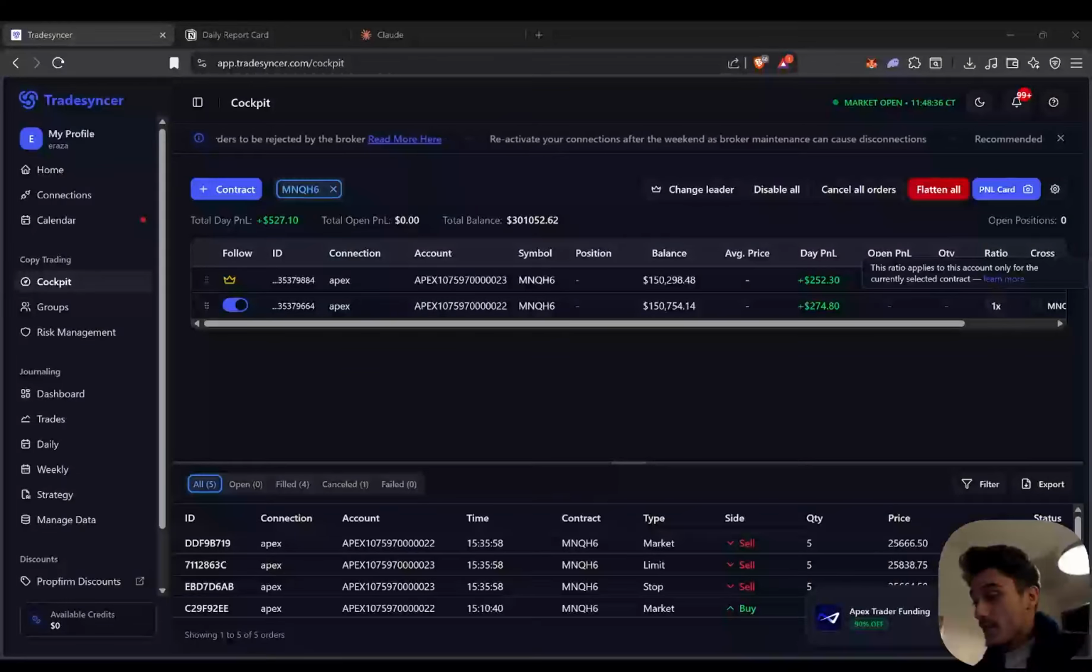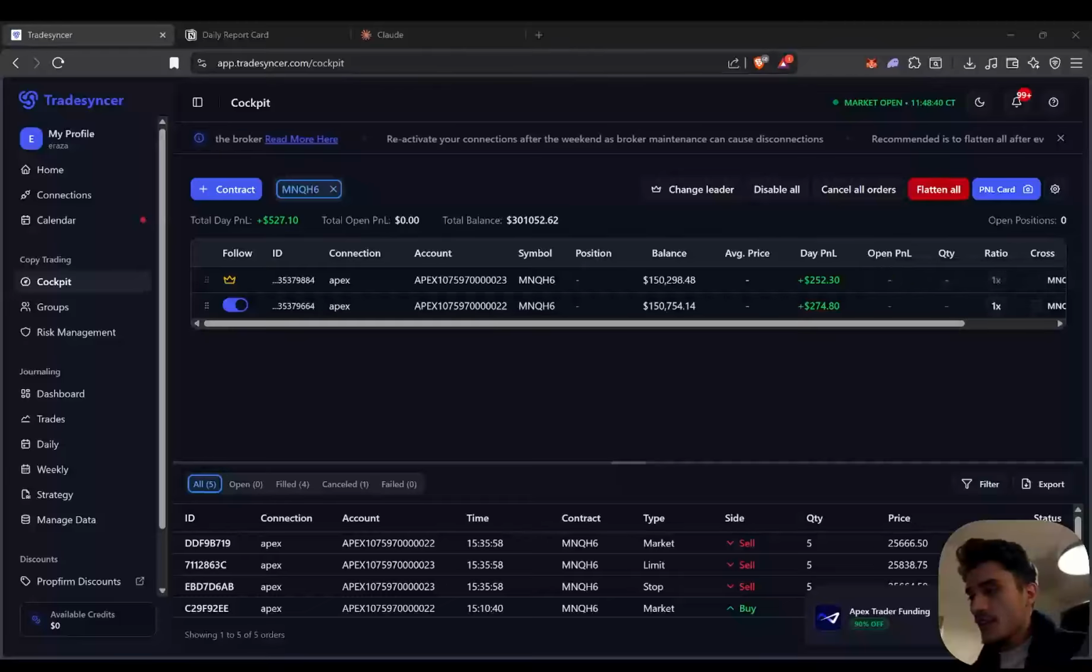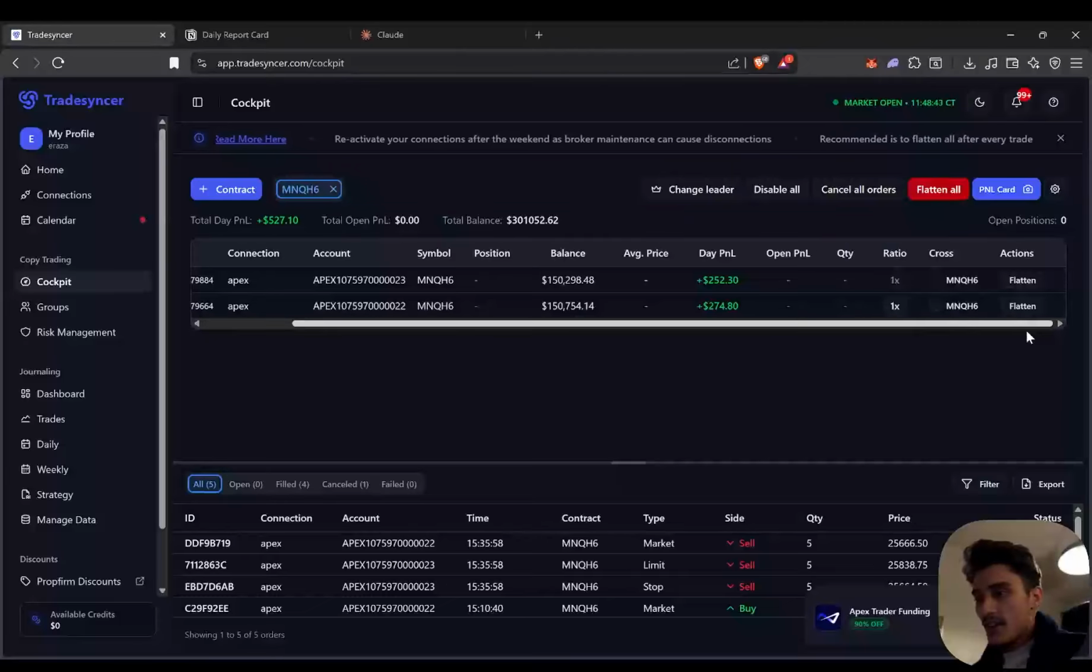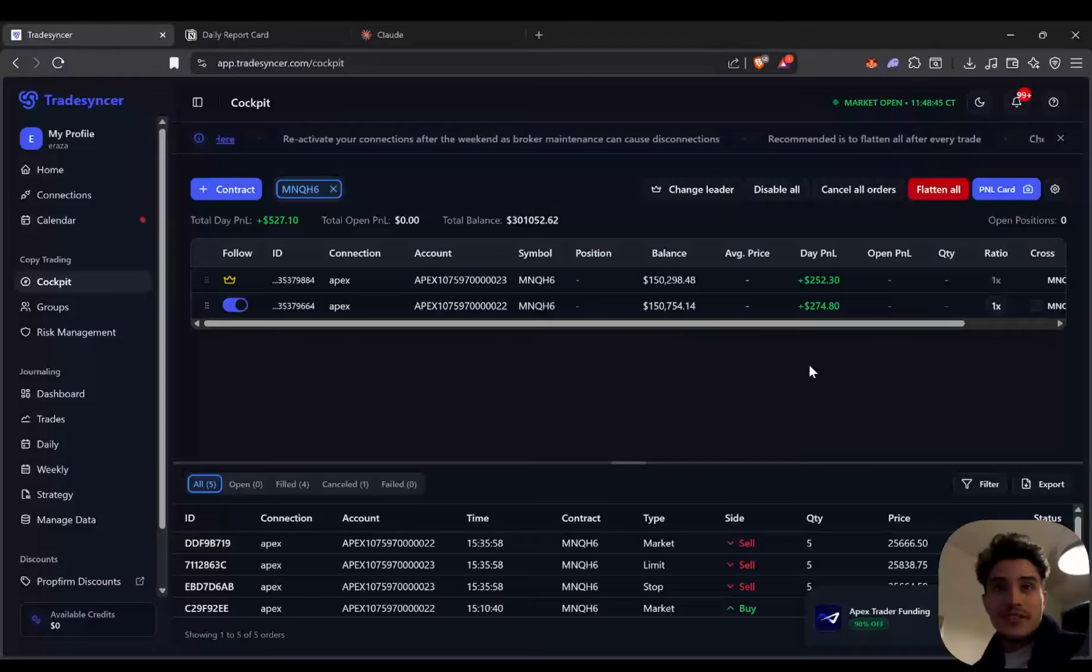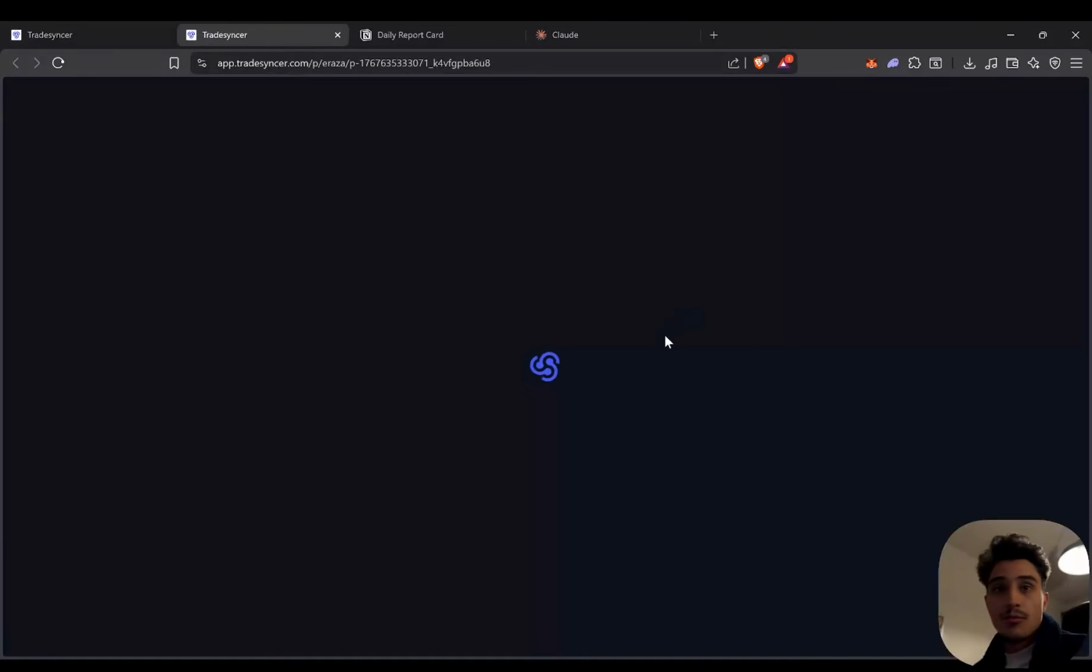Hello everyone, and so this is how I've made 527 in 19 minutes trading Nasdaq. It's not a lot, but it's honest work, and I'm gonna explain everything: how I started and my idea for the day. So here you can see the P&L from TradeSyncer and the report card as well.